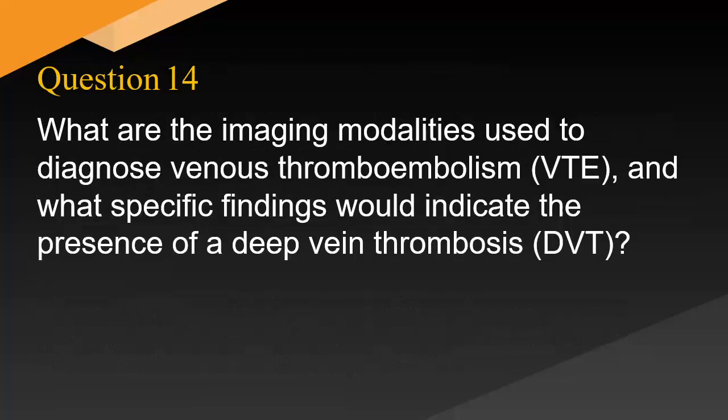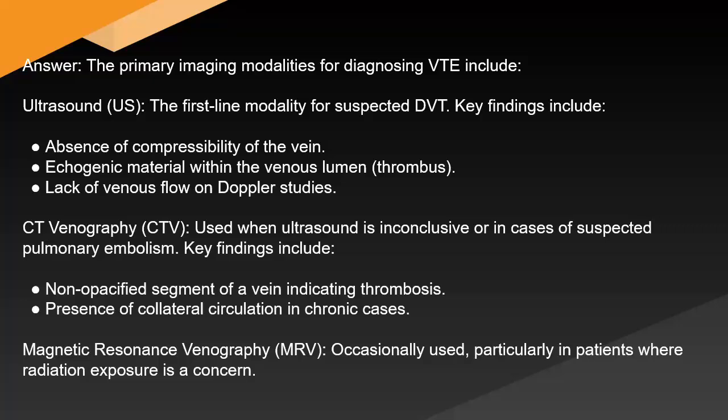What are the imaging modalities used to diagnose venous thromboembolism, VTE, and what specific findings would indicate the presence of a deep vein thrombosis? Answer: the primary imaging modalities for diagnosing VTE include ultrasound as the first-line modality for suspected DVT. Key findings include absence of compressibility of the vein, echogenic material within the venous lumen, thrombus, lack of venous flow on Doppler studies.